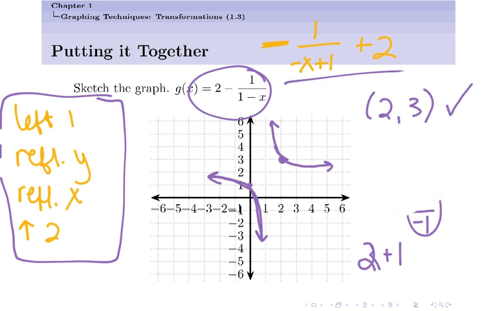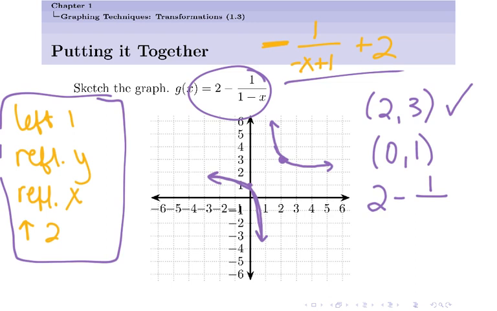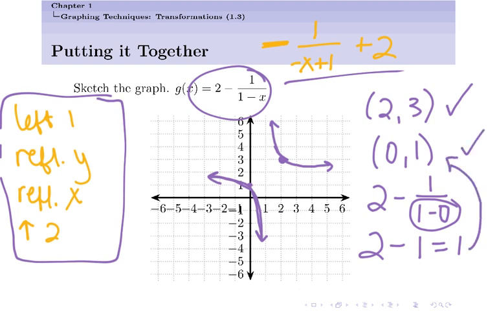So now I want to check at least one more ordered pair. Notice how the shape of my graph remains very, very similar to the original. So the other ordered pair I'm looking at is 0, 1. Whenever I see an x in the original equation, I'm going to substitute in 0 and see if I get 1 for the final output. So this is going to be 2 minus, this equals 1. 1 divided by 1 is 1. So 2 minus 1 is equal to 1, which matches the output we expected.